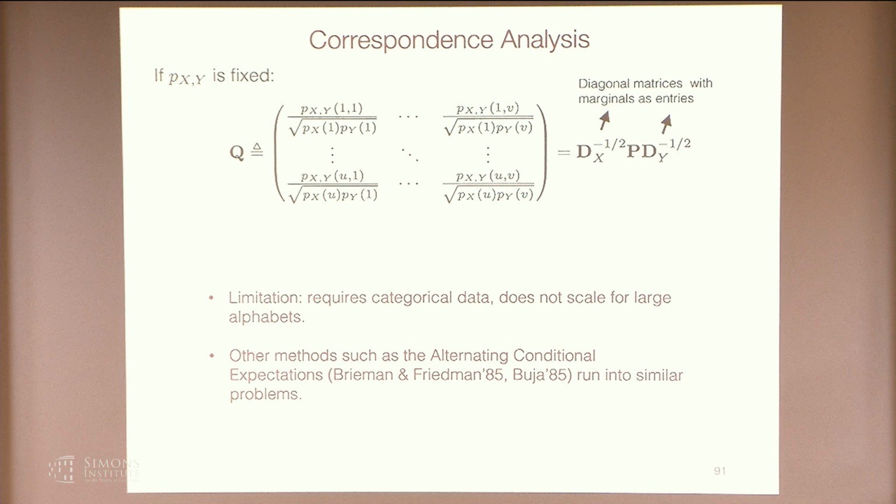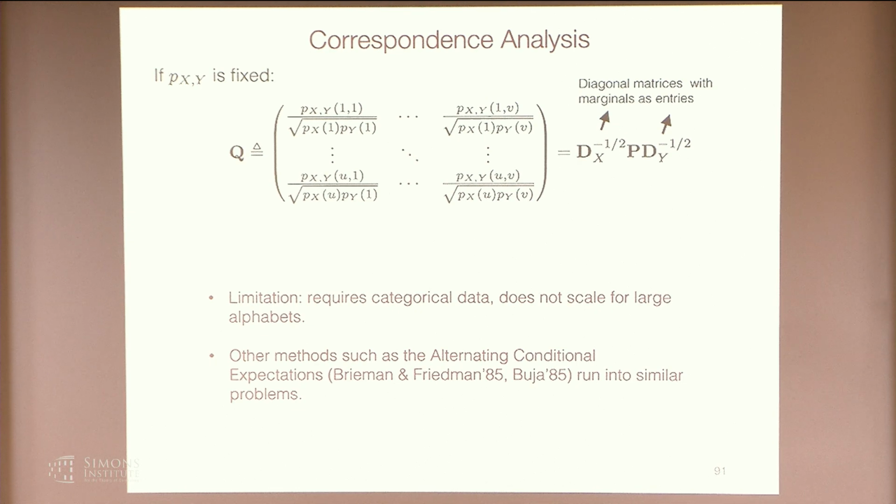There are a few limitations for this approach. First, it requires categorical data, and it does not really scale for large alphabets. These matrices will be really, really large. And there are other methods, such as the ACE method, that run into similar problems. So let's say that X and Y are continuous, or X is an image, or something like that. How can you scale this up to estimate the principal inertial components? In order to do that, you have to go back to the basics.